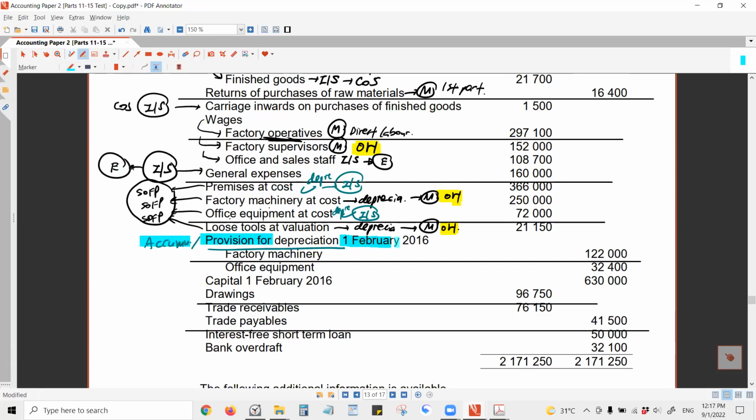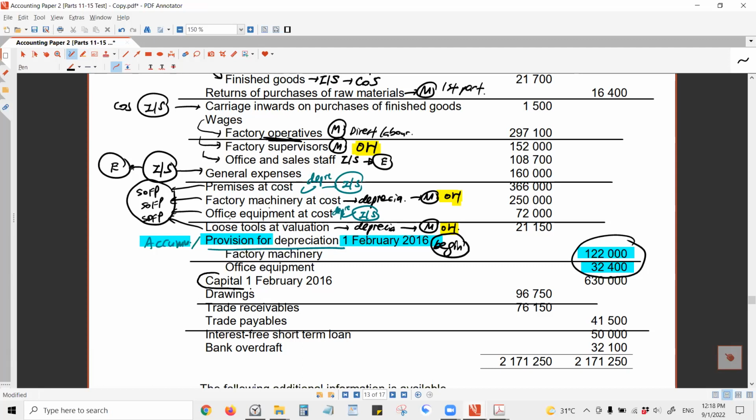This is at the beginning of the year, right? 1st February 2016. So these two amounts, they are the depreciation that you have charged for the earlier years. Okay, because this is the beginning of the current year. At the beginning of the current year, you have already accumulated these two amounts of depreciation. So you must have charged these two amounts for earlier years. Okay, that's provision for depreciation.